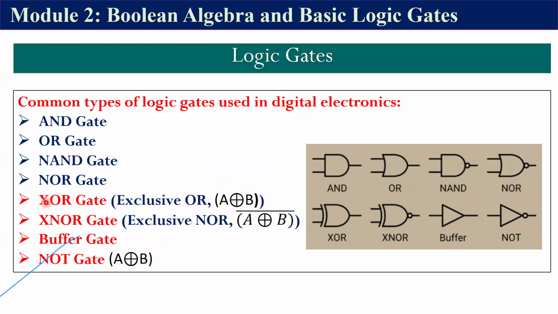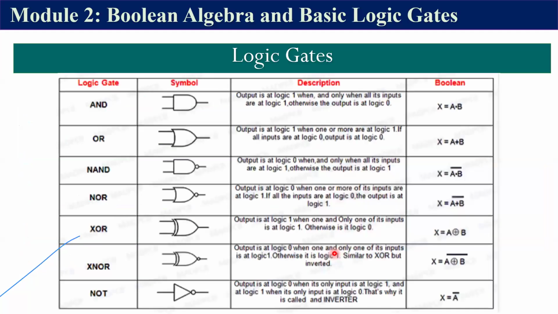Now, here, you have your exclusive OR gates. This is the symbol for exclusive OR, and this is the exclusive NOR. So this bar is the N there. We will understand how it works later. Now, these are the symbols for each of the gates. This is the AND gate, and this is the way it is expressed mathematically. We've been dealing with it since.